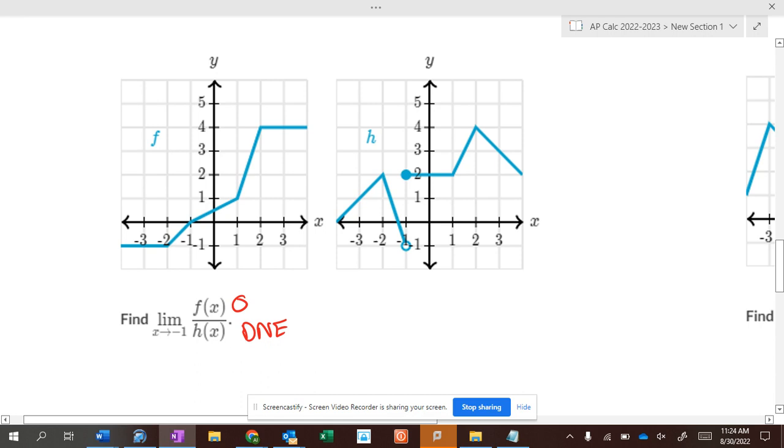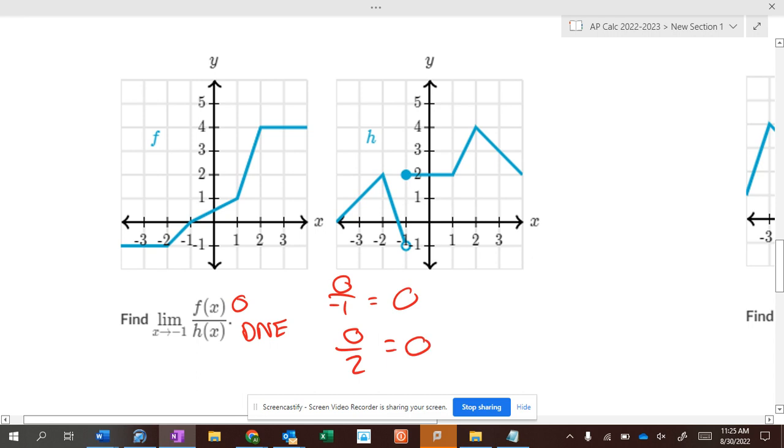Now we've got to go, well, as we approach from the left, where does this approach? 0. As we approach from the left, what does this approach? What's 0 divided by -1? 0 on the top. On the bottom, as we approach this one, it approaches 0. As we approach from the right on this one, it approaches 2. What's 0 over 2?